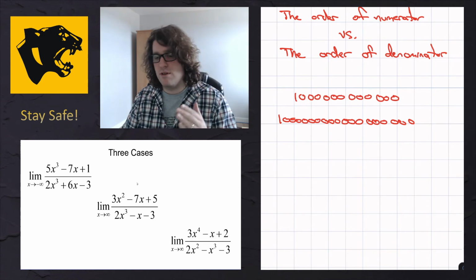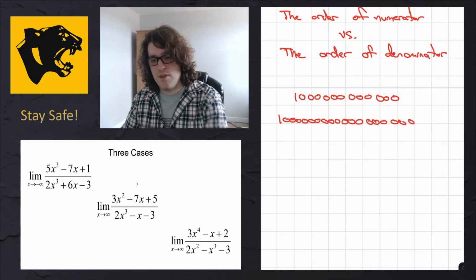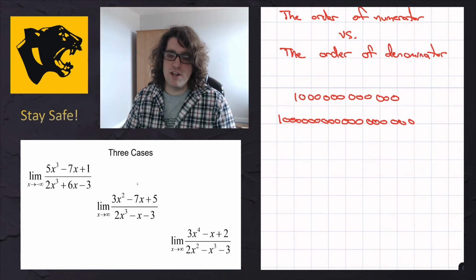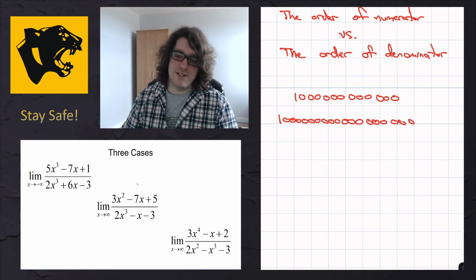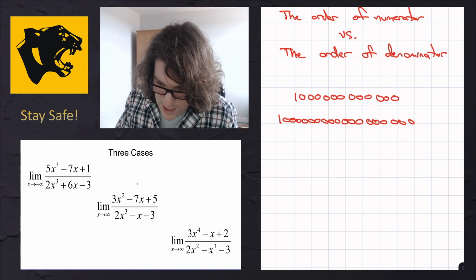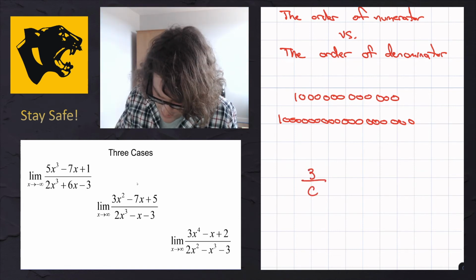Everything up top, you get a 3, minus 0 plus 0. In the denominator, that's going to be 2 divided by x squared minus 1 over x minus 3 over x to the 4, 0 minus 0 minus 0 downstairs. So you end up getting, in that case, I'll write that down, 3 over 0.